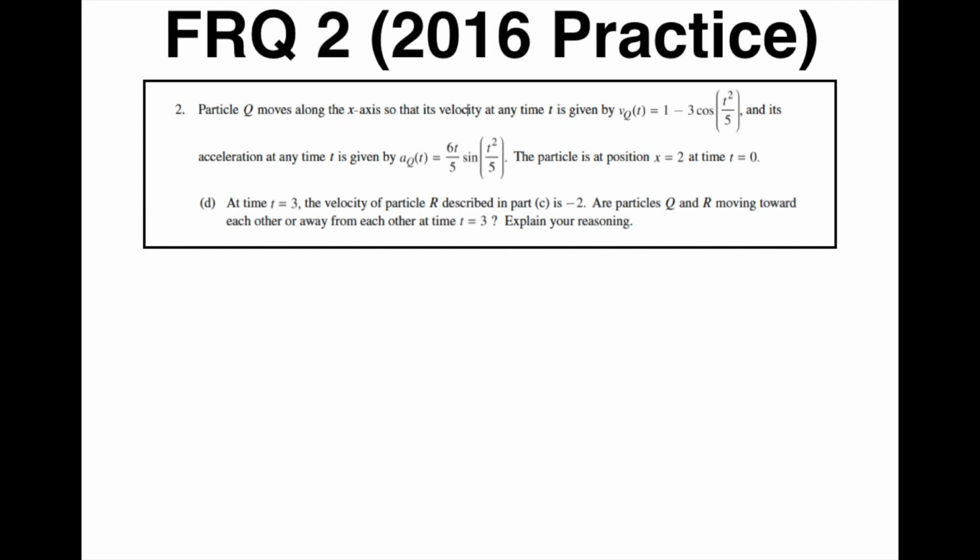Finally, question D. This is a good question. It's a little bit tricky, but once you think about it, it makes total sense. So it's worth listening to this question, and always be ready for a question D that's a little bit outside the box and requires you to just think about the case and not just try to remember how we did that in the past. At time t equals 3, the velocity of particle r, described in part C, is negative 2. Are particles q and r moving towards each other or away from each other at time t equals 3? Explain your reasoning.